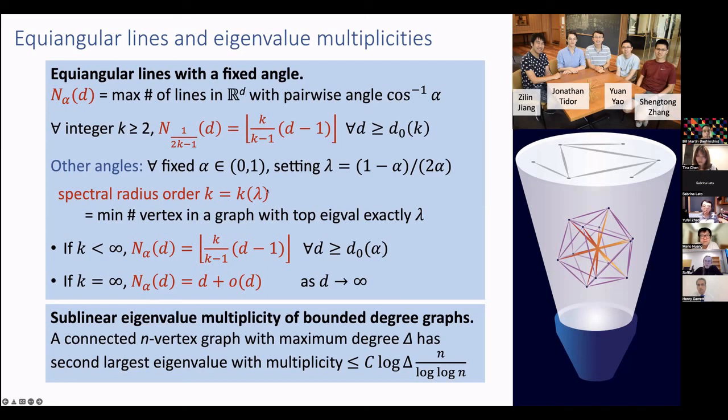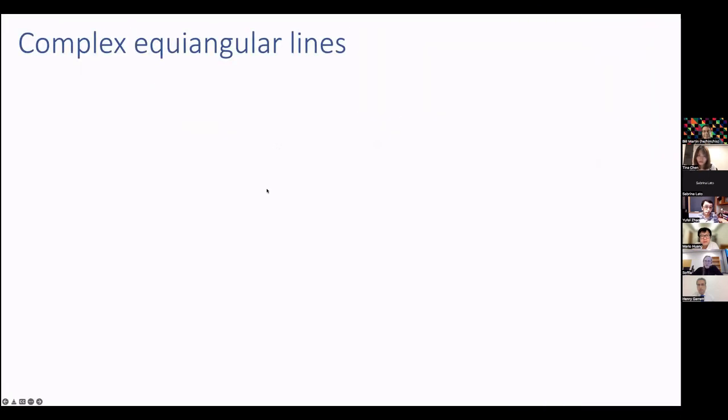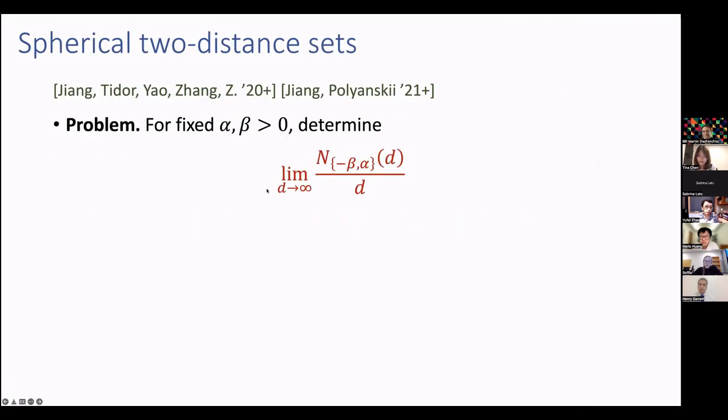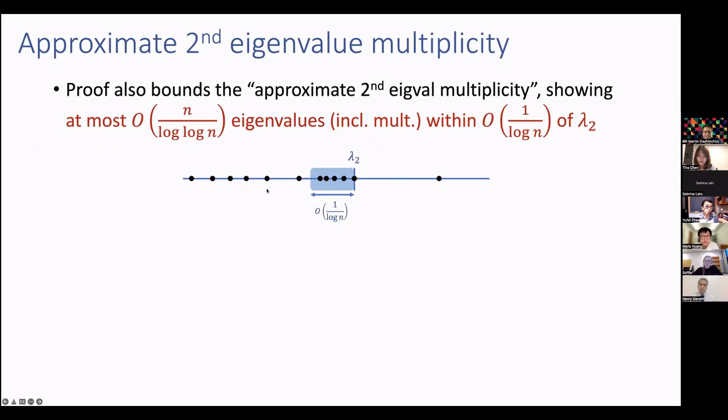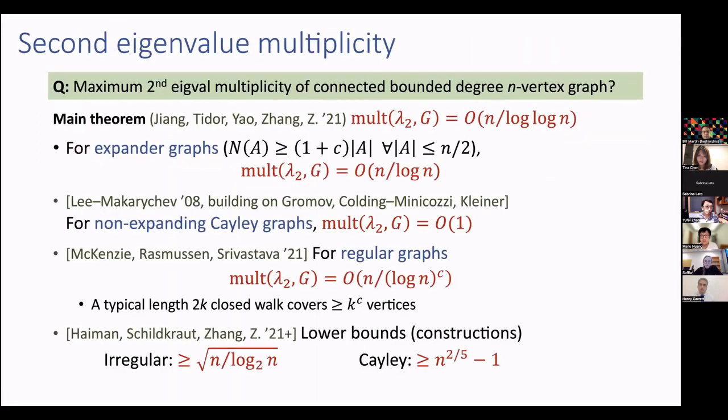Yeah, so that was a theorem. Let me go back to the slides. So this follows from this nice work here of Lee and Makarychev. They showed that if you have a Cayley graph that is non-expanding, then the second largest eigenvalue has to be small in multiplicity. And abelian groups cannot be expanding.